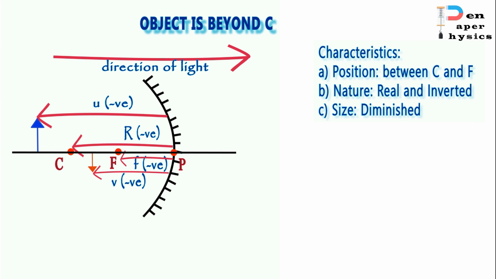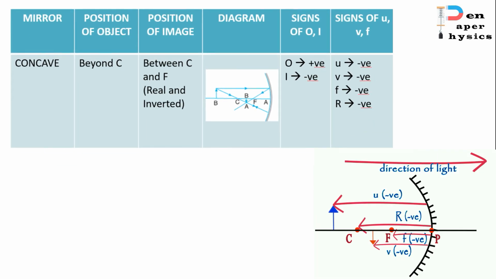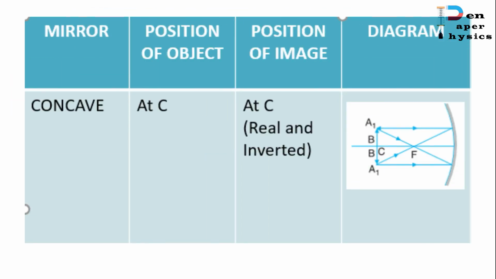The height of the object O is above the principal axis, so positive, and the height of the image I is below the principal axis, so it is negative. So from here we can conclude that O is positive, I is negative, and U, V, F and R, all of them are negative over here. The next case that we are going to study over here is the object is at C. In this case, the position of the image is also at C and it is real and inverted.